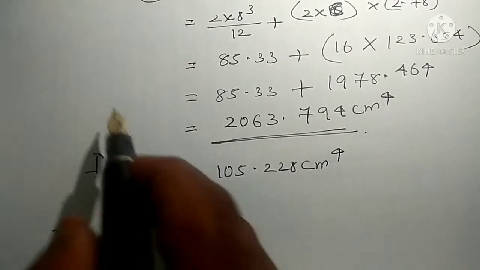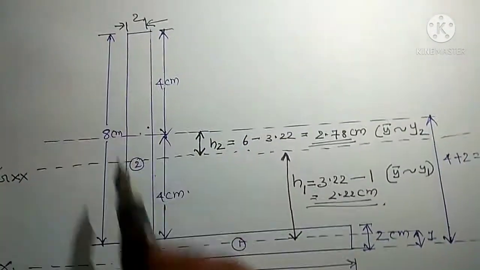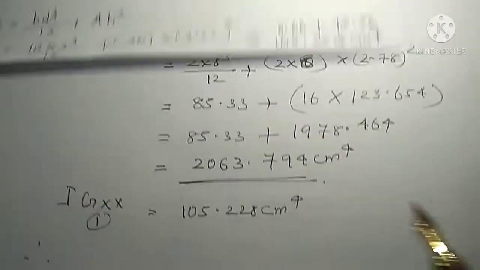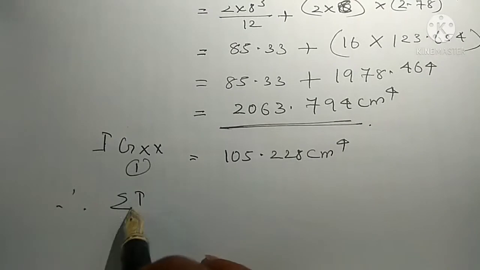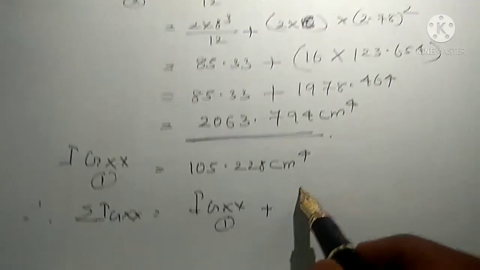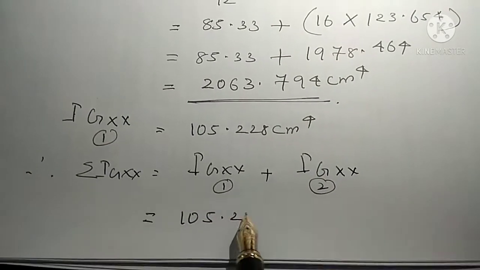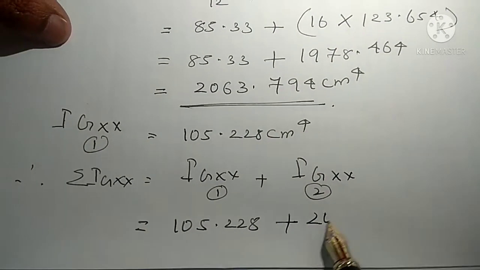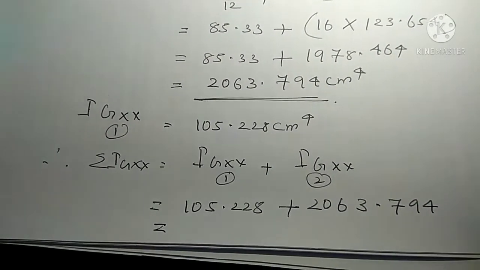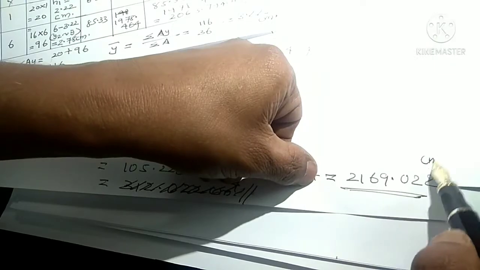And therefore, the moment of inertia of this whole component about the horizontal centroidal axis is equal to sigma IGXX, which is equal to IGXX1 plus IGXX2, which is equal to 105.228 plus 2063.794, which is equal to 2169.022 centimeter raised to 4.